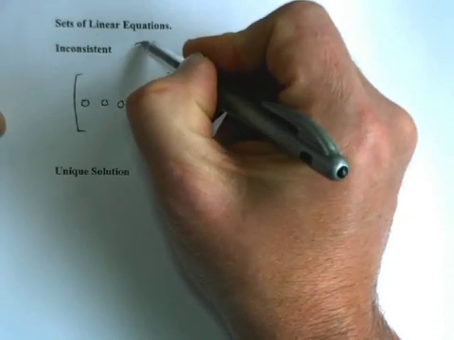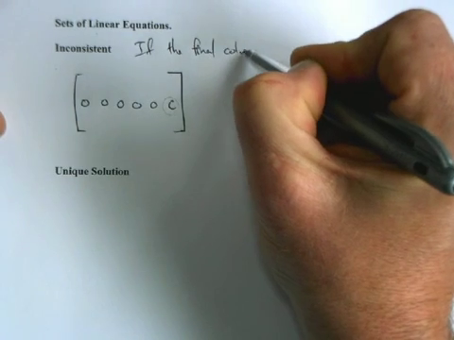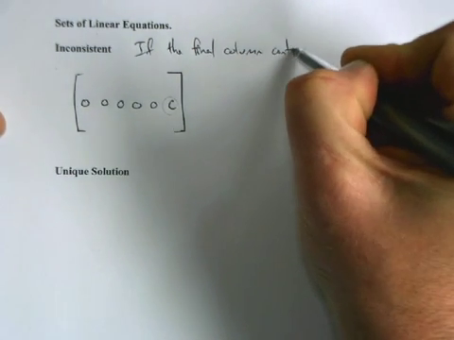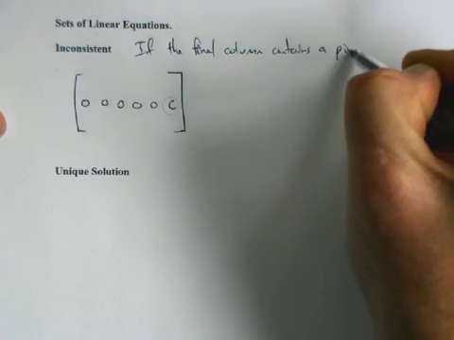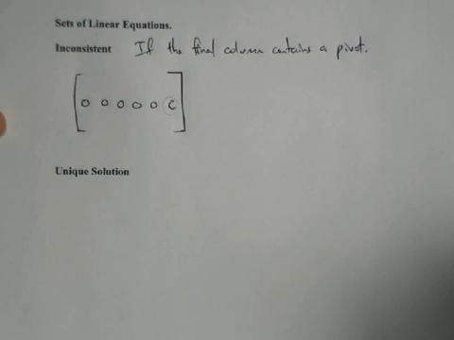So it's inconsistent if the final column contains a pivot. Okay, so if you ever reduce a matrix and you end up with a pivot in the final column, then you know that the system of equations that you started off with was inconsistent.